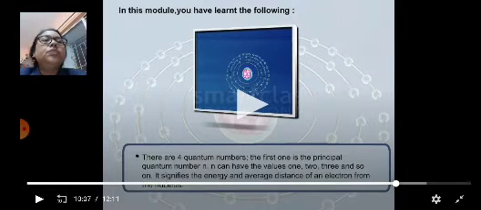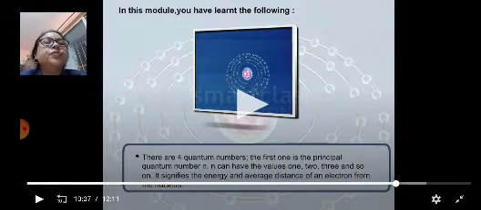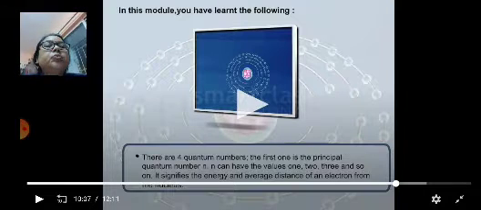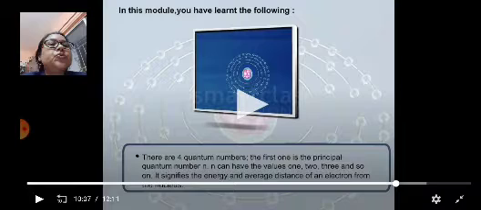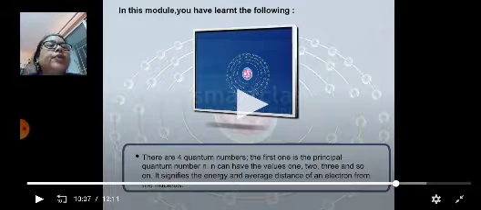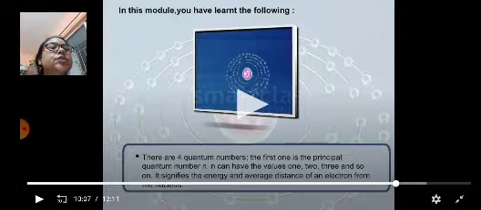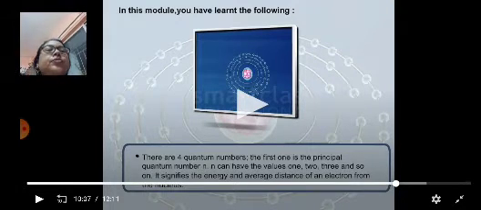So in this module, what have you learned? We have learned the following points. First, there are four quantum numbers. The first one is the principal quantum number, denoted by n. And n can have the values 1, 2, 3 and so on. It signifies the energy and average distance of the electron from the nucleus.